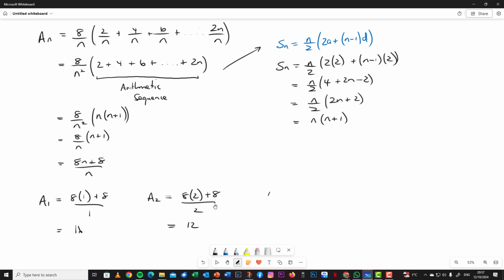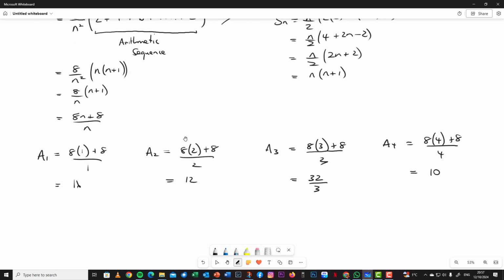Let's try it for 3. So that's 8 by 3 plus 8 over 3, which is equal to 8 by 3 is 24 plus 8 is 32 over 3. And we knew that it was that. And then the last one, just to show it fully works, it's 8 by 4 plus 8 over 4. 8 by 4 is 32 plus 8 is 40 over 4 is 10. And they were the numbers we got.